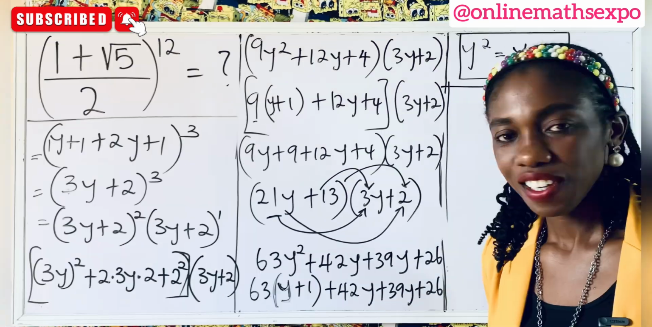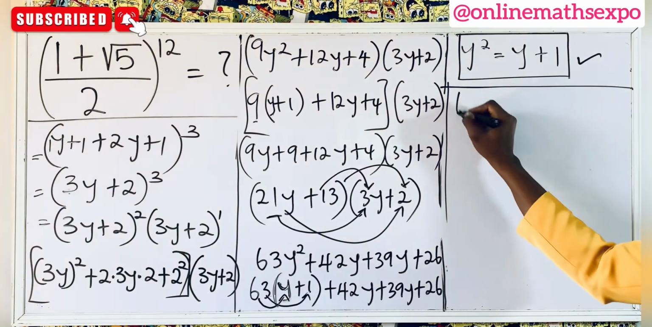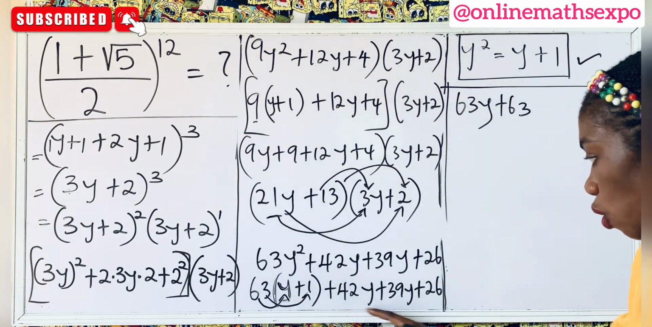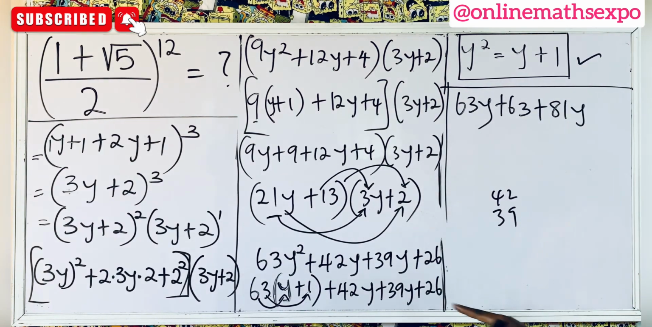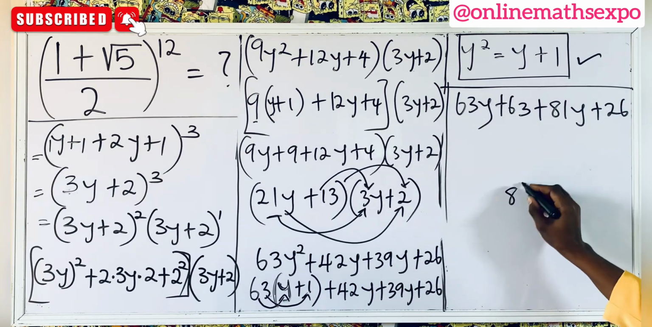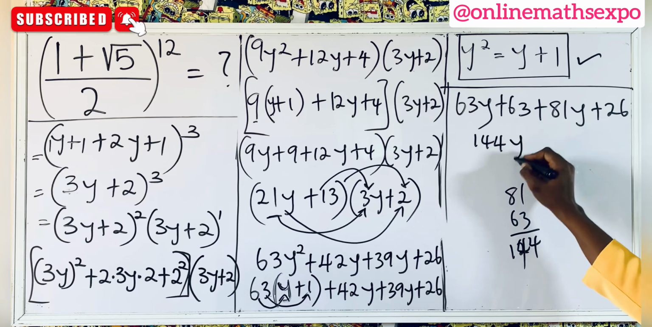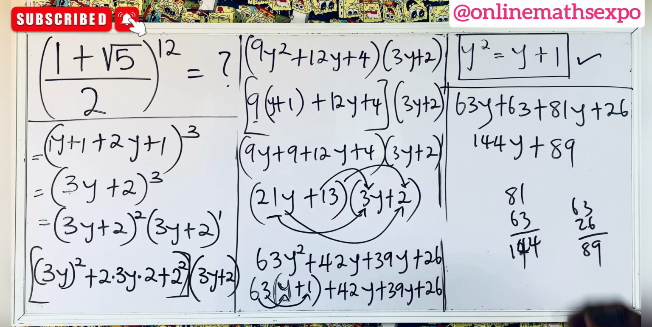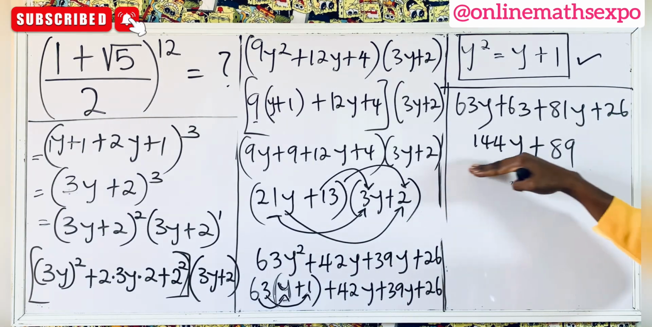So let's simplify. We multiply this and also use it here. We're going to have 63y, and multiplying this we have 63. Then we can add 42y and 39y to give us 81y, then plus 26. What do you think we should do? We can also add this again. 81 plus 63 will give us 144, so we have 144y. Add this, and you are going to have 89. There's nothing again to substitute because we have simplified to the least.